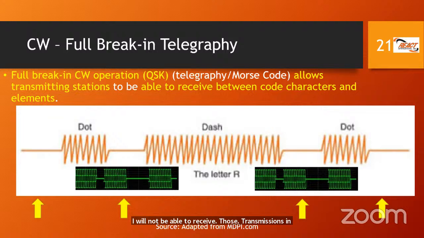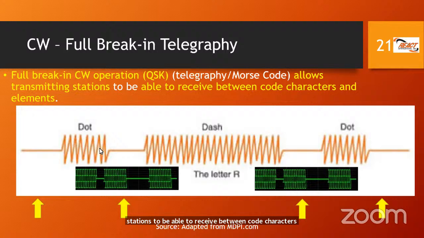So in other words, it's a good emergency preparedness approach to take. Or you may be expecting some emergency messages, so you enable it. Or you just want to make sure that in case someone transmits an emergency message while you carry on your QSO, your conversation. So that is called full break-in mode or full break-in telegraphy, sometimes called QSK. So full break-in CW operation or QSK allows transmitting stations to be able to receive between code characters and elements. That's what we just described.